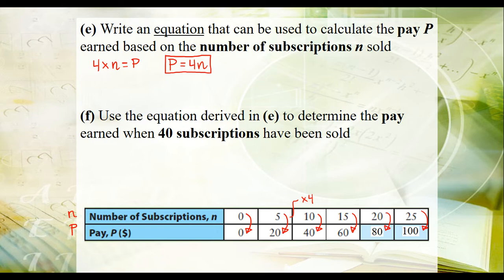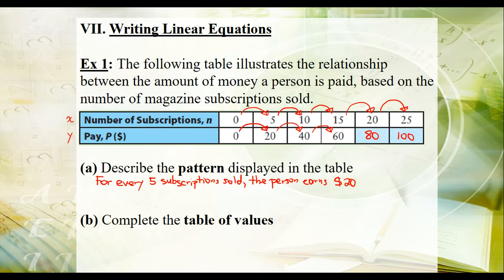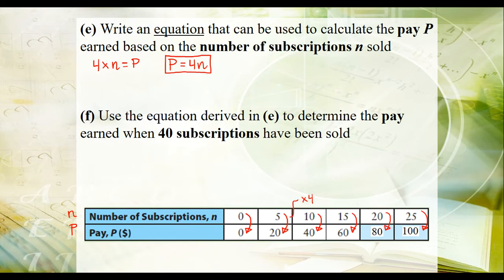If I said 400 subscriptions, though, that'd be a problem. The graph, we can't figure that out because it would be off the graph, so that's not going to be useful. Therefore, the equation is the thing we want to use. So we're going to evaluate this equation if N is equal to 40. Let's plug it into the equation.